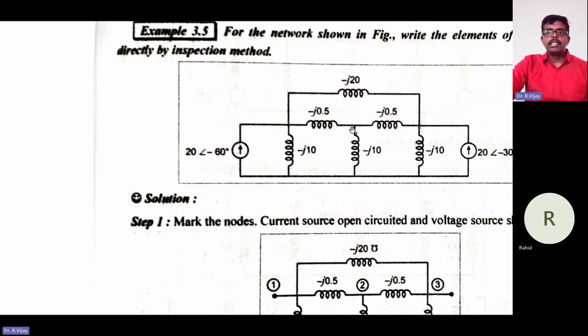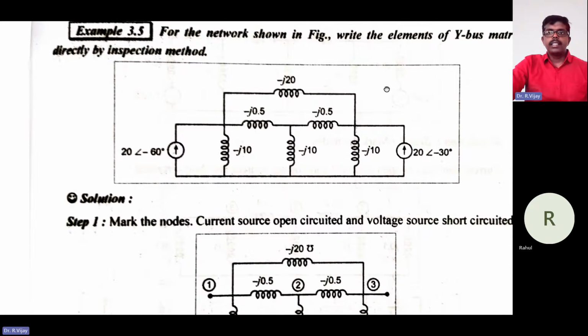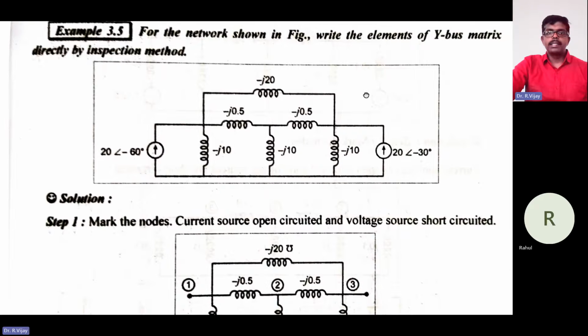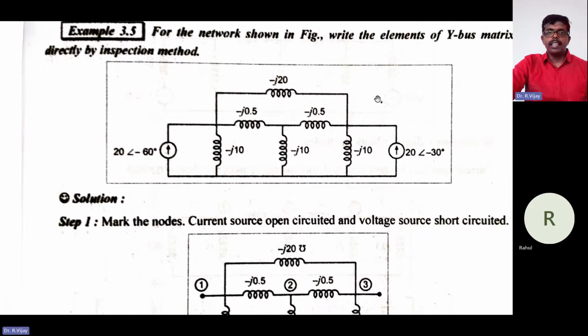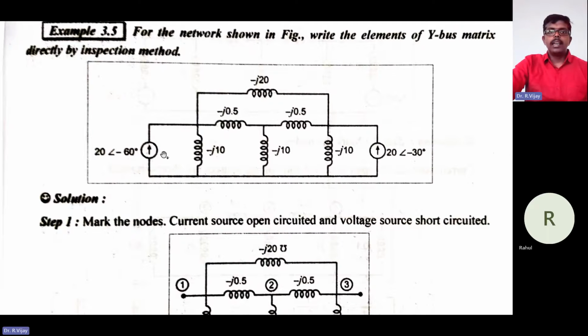Next problem: formulate the Y-bus matrix shown in the figure here, and write the elements of the Y-bus matrix by using the direct inspection method. Some questions give the nodal diagram directly. So they are asking to formulate the Y-bus matrix by using the direct inspection method.